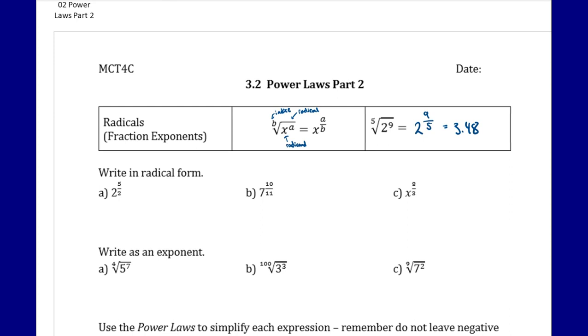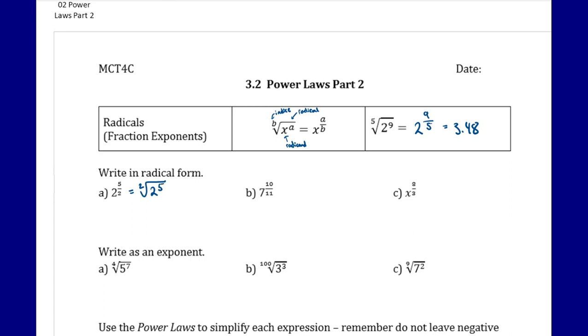So let's go through and practice writing some of these out in radical form. We're just going to work on converting between the two. So 2 to the power of 5 over 2. The 2 comes out front. 2 is our base, and then we have a 5 as well.